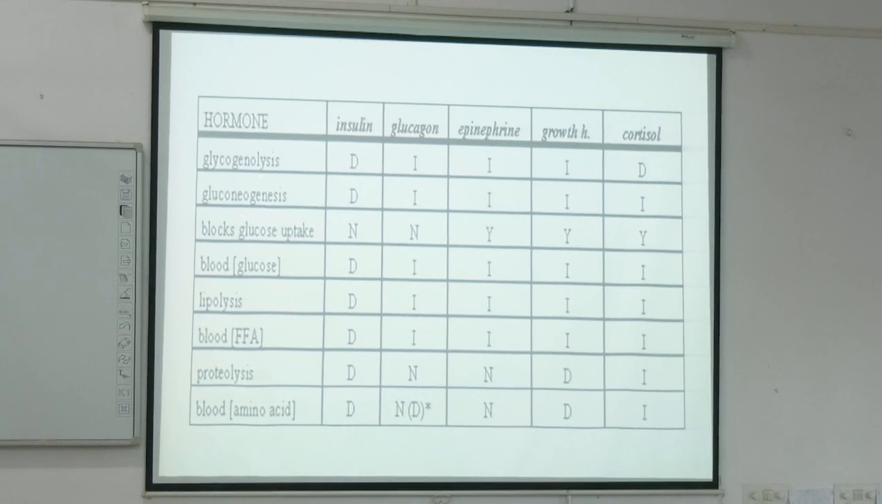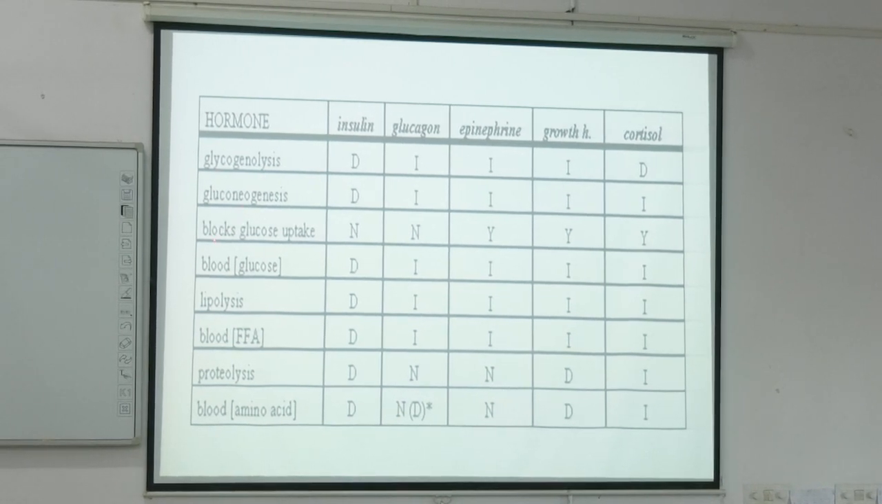Glycogenolysis, gluconeogenesis, blocks glucose uptake. No, no, yes, yes, yes. Blood glucose level decreases, insulin only decreases, rest all increases. Lipolysis, insulin decreases, rest all increases. Blood FFA means free fatty acid. That means lipolysis has taken place. So decreases. Why does insulin decrease lipolysis? See, decreases. Rest all increases.